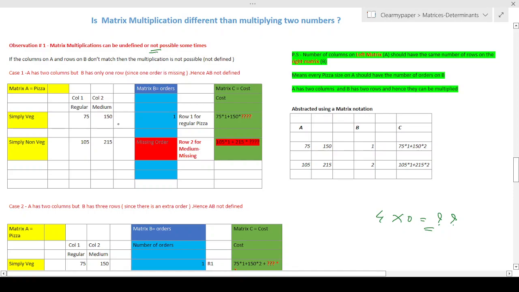Let's focus on a couple of interesting instances. Let's take the first instance where we have three matrices, A, B, and C, the same pizza example. We have the type of the pizza, we have the number of orders in matrix B, and the cost. Let's say over here we have all four numbers, but in the orders we are missing one. Instead of having both the orders, we are missing this part. What happens when you try to multiply it?